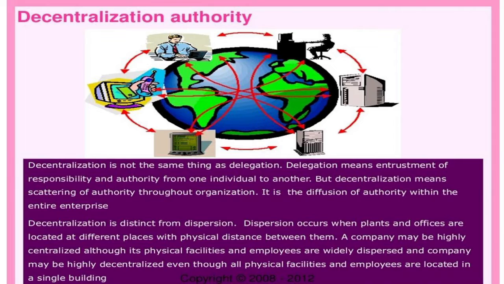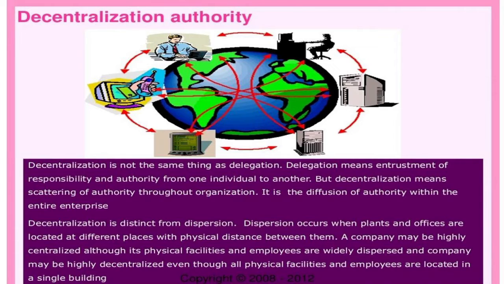Decentralization is distinct from dispersion. Dispersion occurs when the plants and offices are located at different places with a physical distance between them. A company may be highly centralized, although its physical facilities and employees are widely dispersed, and a company may be highly decentralized, even though all the physical facilities and employees are located in a single building. Take the example of the State Bank of India head office. Overall powers are vested with the head office, but there are certain divisions and division heads according to the divisions they created. Even though everything is located at the head office, the powers are dispersed.